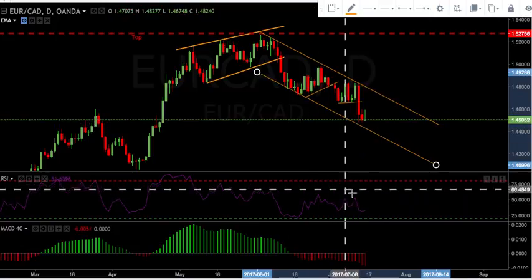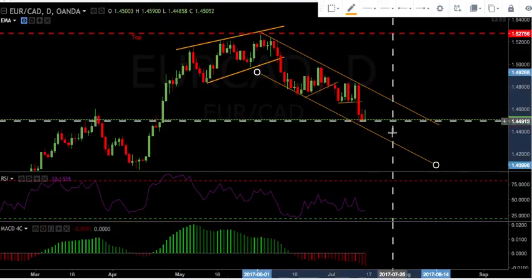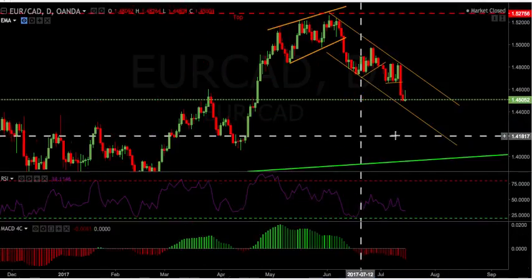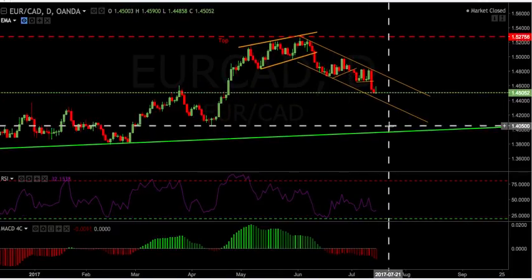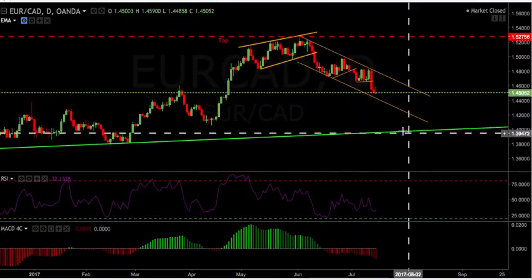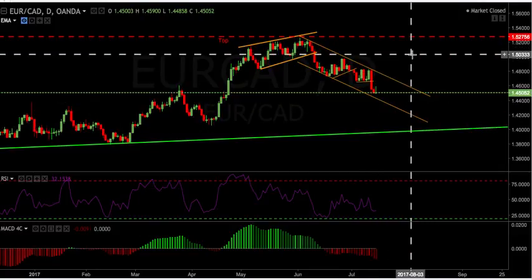We're right in the middle on our RSI. We're still pushing down on our MACD, so we still have more room to go. We still have more room to go down to this weekly trend line. So price can move all the way down to this weekly trend line or reverse beforehand. Let's see what we get.